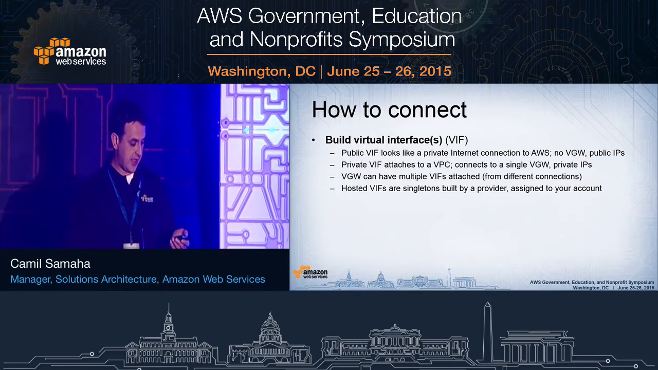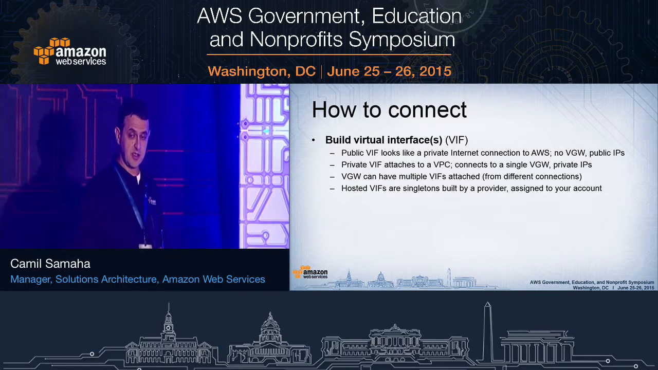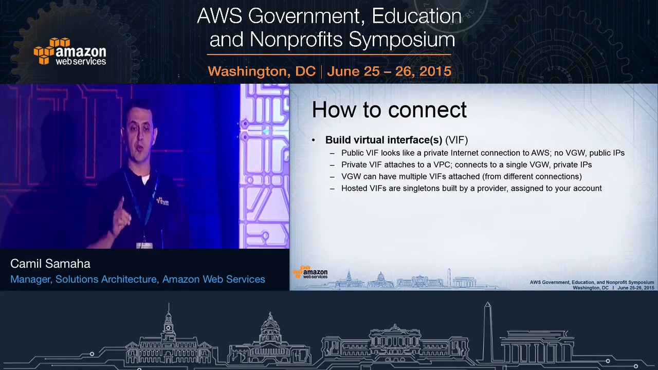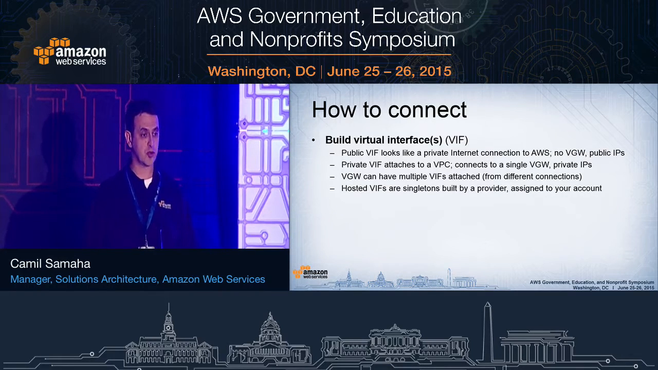Okay. And if you do talk to a vendor to get a sub 1 gig connection, it is important to note that those come with a singleton virtual interface, which means you cannot run more than one VIF on that one hosted connection from the third-party vendor. So if you wish to connect a second VPC, for example, to your data center, it can't run on the same hosted connection. You need to make sure you work with the partner and order another hosted virtual interface.